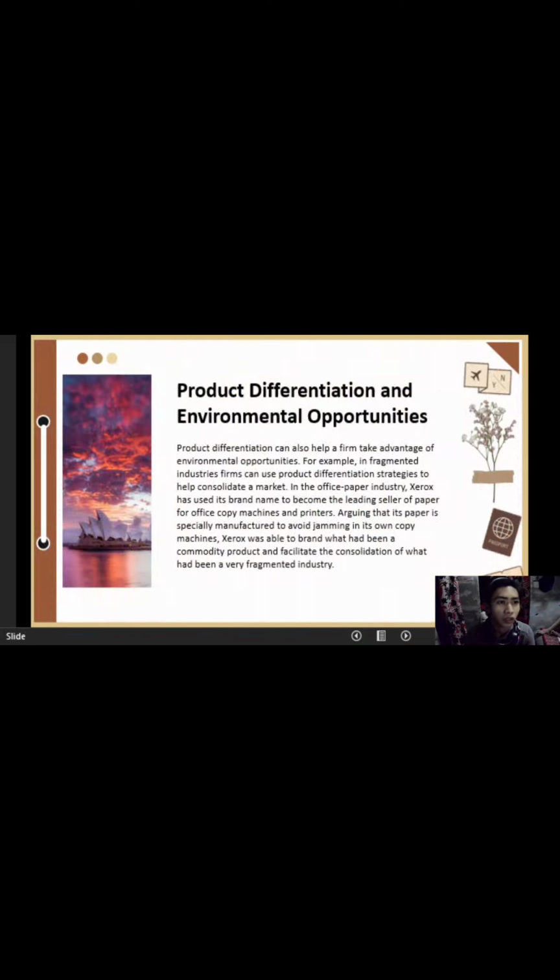Next, product differentiation and environmental opportunities. Product differentiation can also help a firm take advantage of environmental opportunities. For example, in fragmented industries, firms can use product differentiation strategies to help consolidate a market.